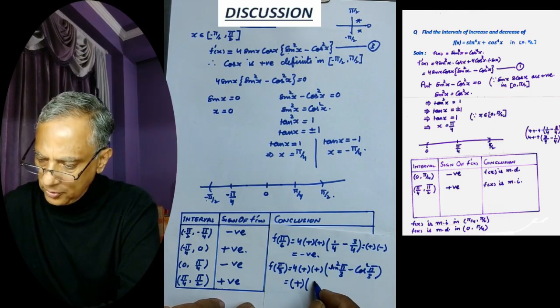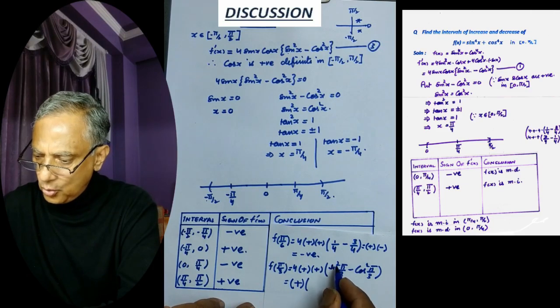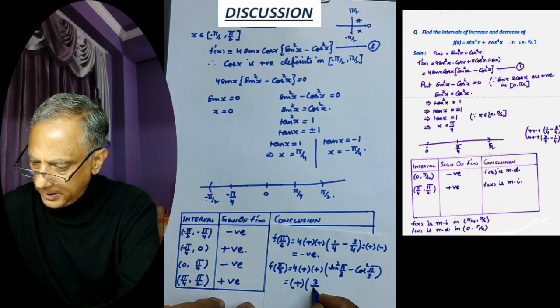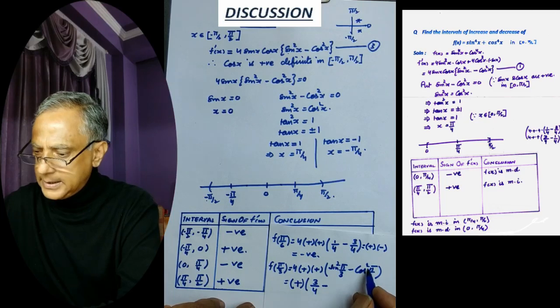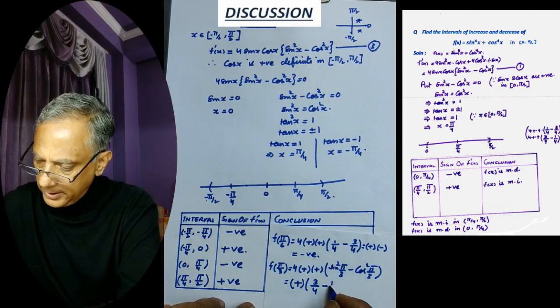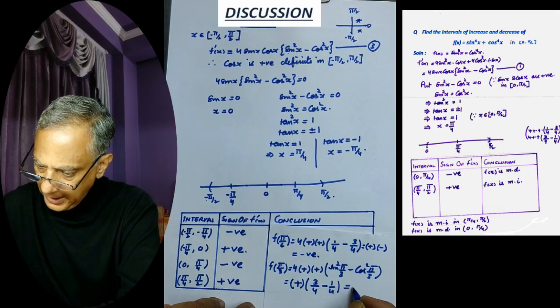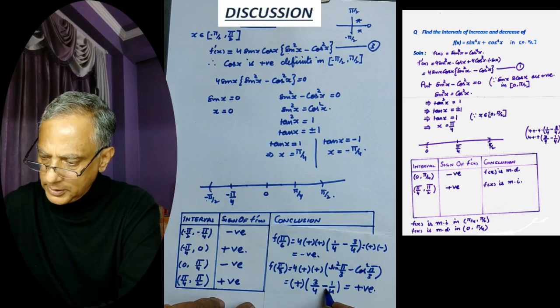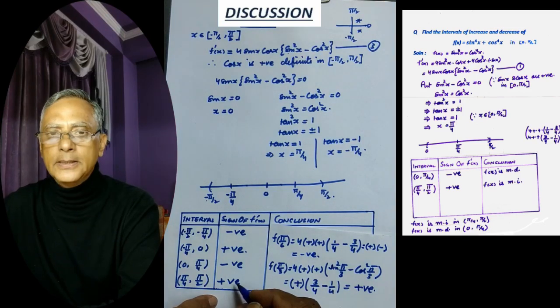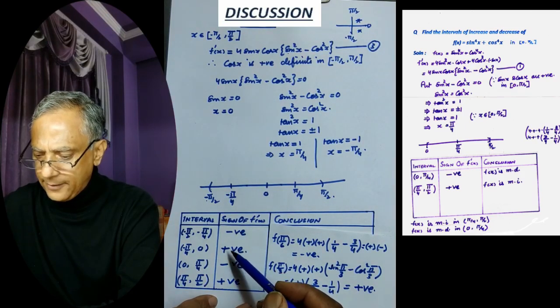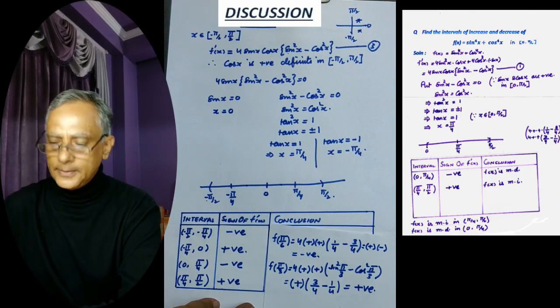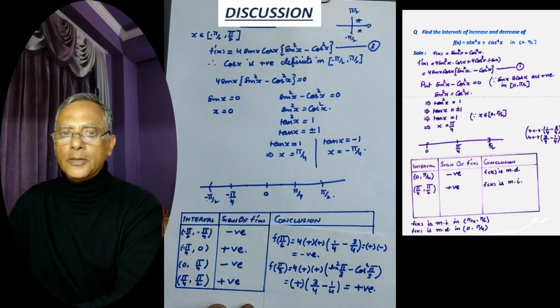Sine of 60 is root 3 by 2. Root 3 by 2 whole square is 3 by 4. Minus cos square pi by 3. Cos pi by 3 is half. Half square is 1 by 4. So we have a positive sign. This is positive, this is positive. So we will have positive sign. So in continuous function, we have negative, positive, negative, positive. Alternate negative and positive sign.